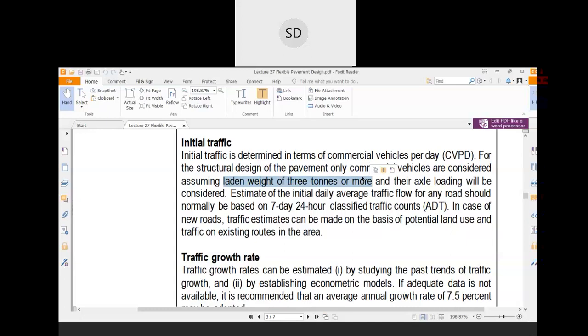Now, in case of new roads, traffic estimates can be made on the basis of potential land use and traffic on existing roads in the area. Otherwise, you can do this by using an OD survey, that is origin and destination survey. Through this survey, you will have a basic idea about how many vehicles can move from that place to another place which you intend to connect through a road. In this way you will get an idea about the traffic conditions over a new road.